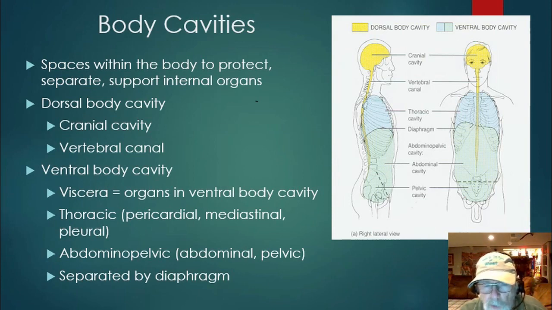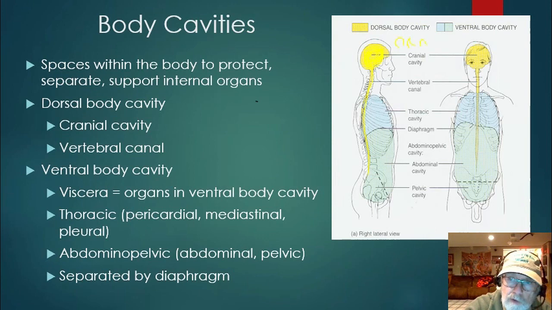What do you think a cavity is for? For an organ to sit inside. Okay, so an organ to sit inside. So we have two major body cavities. One's called the dorsal body cavity, and one's called the ventral body cavity. Now, the dorsal body cavity is a piece of cake. The dorsal body cavity is basically the brain, and the spinal cord. That's all. The dorsal body cavity is a cavity that's enclosed within the cranium.